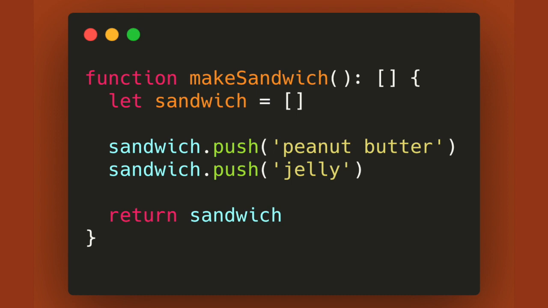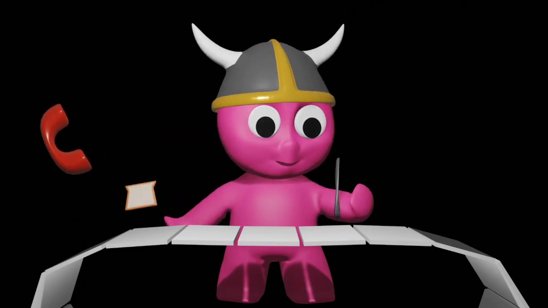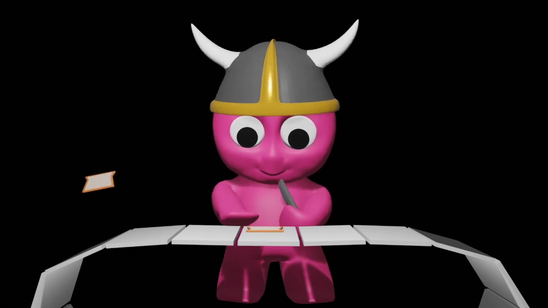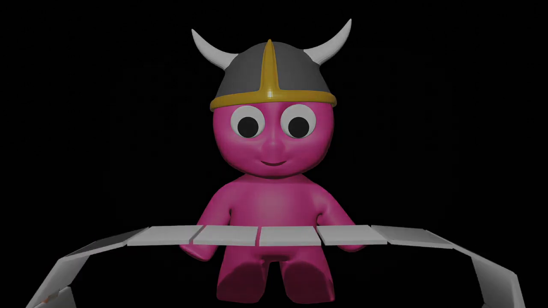This is a simple function pushing pre-designated ingredients to the array and returning a sandwich. This doesn't allow us to change the ingredients at all. Knife, bread, jelly, add peanut butter, return sandwich, done.